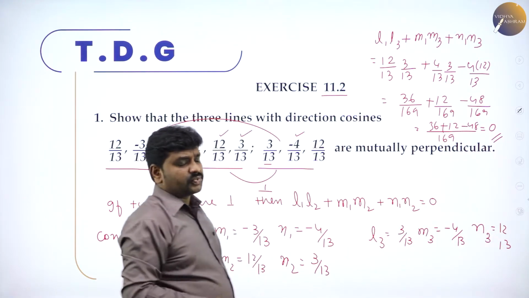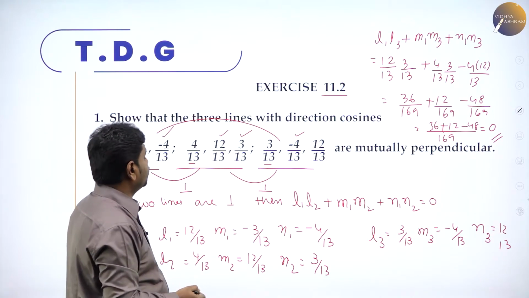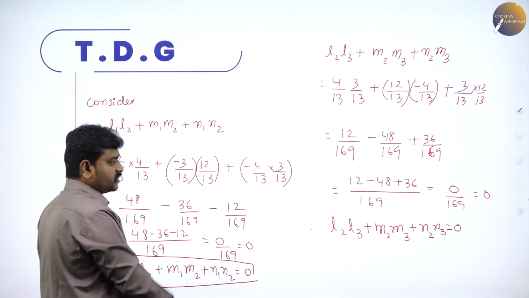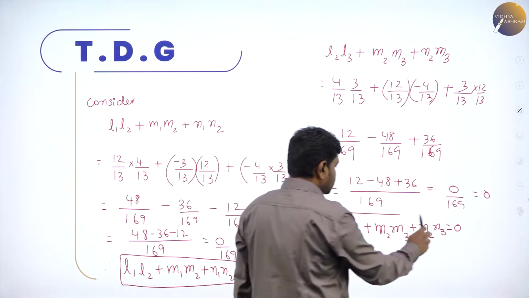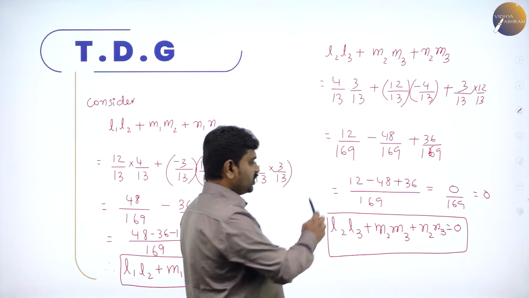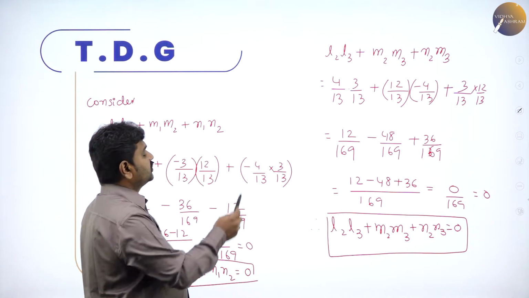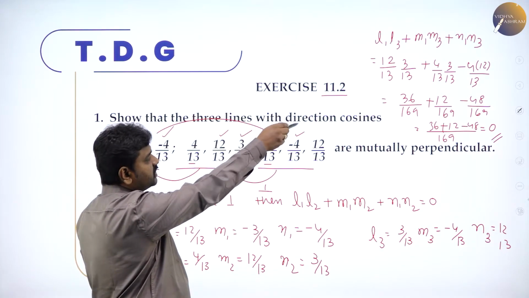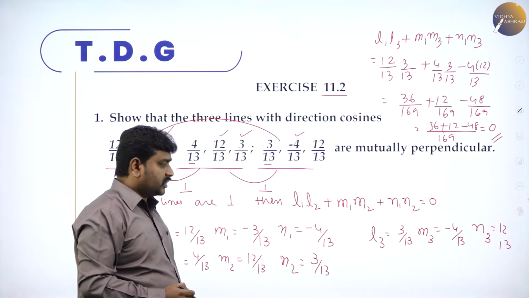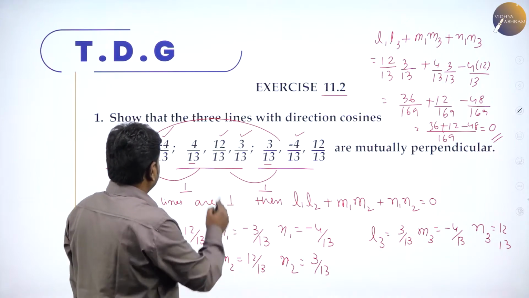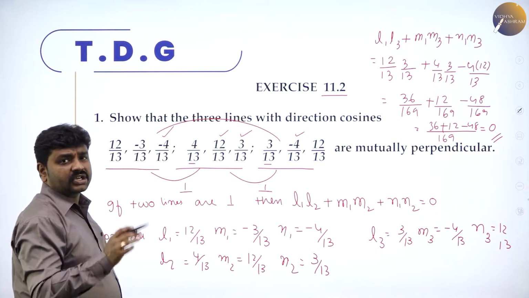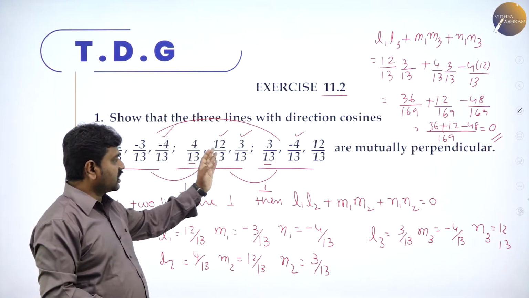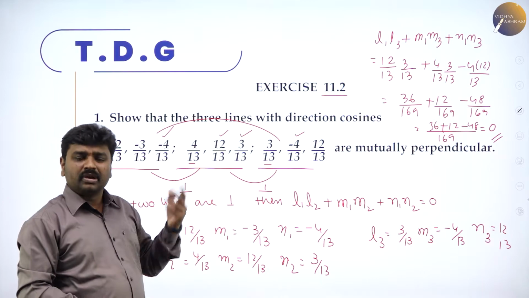So for all the pairs, we got the conclusion. L1 L2 plus M1 M2 plus N1 N2 is 0. L2 L3 plus M2 M3 plus N2 N3 is 0. And the first and third combination, L1 L3 plus M1 M3 plus N1 N3, is also 0. Therefore the given direction cosines are the direction cosines of three mutually perpendicular lines. Means first line is perpendicular to second, second is perpendicular to third, and first and third also perpendicular.